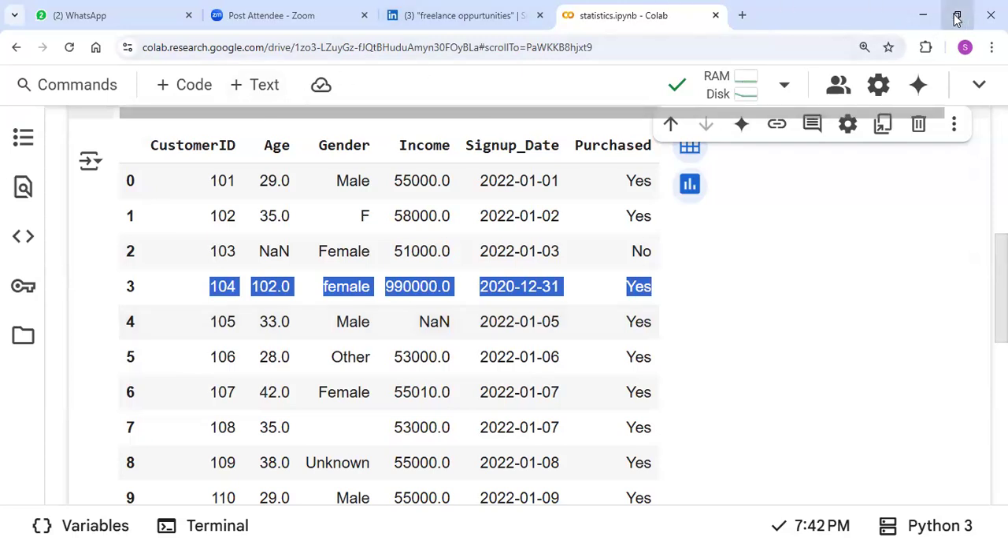So let me show another scenario, and I want you to tell me what type of factor that is.